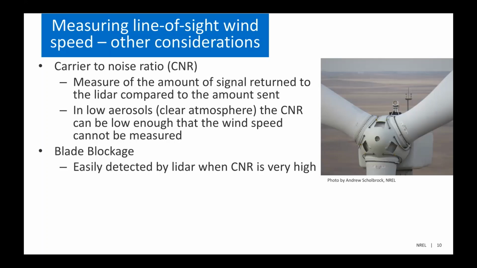And another thing that comes up, specifically with nacelle-mounted LiDARs, is blade blockage. So in the picture here, we have a LiDAR that's installed on a wind turbine looking forward, and we can see the blades here that are in rotation. And so there's going to be points where the LiDAR laser beams are being blocked by the blades when it passes in front of the LiDAR. So this is easily detected by the LiDAR because the CNR value will be very high because a lot of the light is being reflected back to the LiDAR. And so the LiDAR can see that it's an erroneous measurement because it's hitting a solid object.